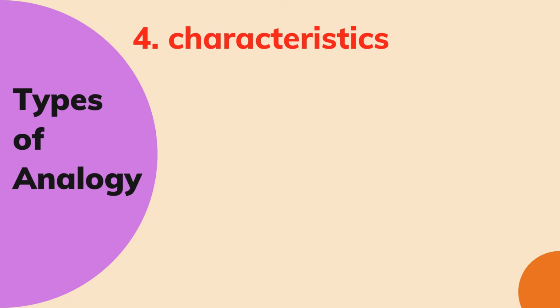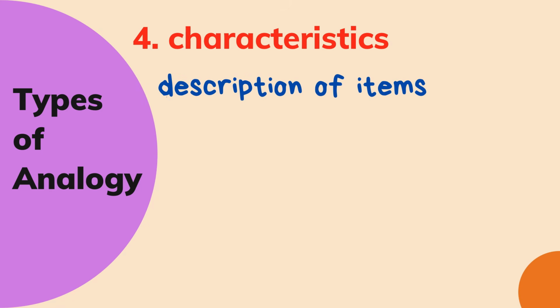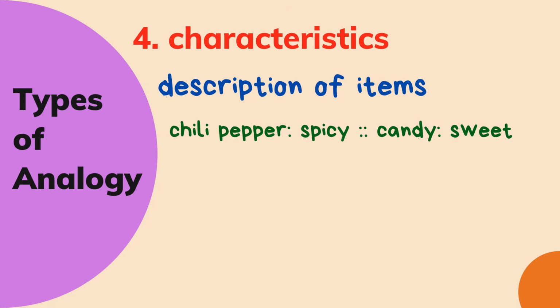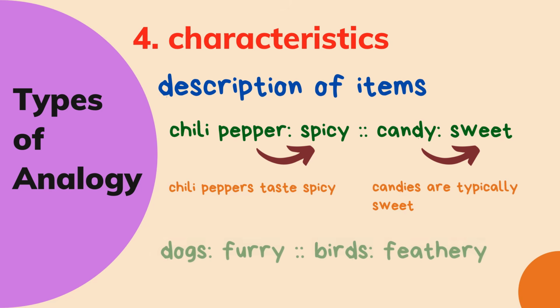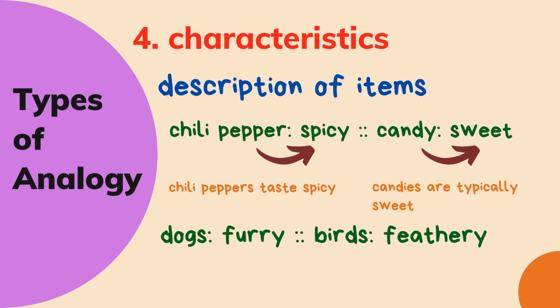The fourth type of analogy is characteristics. It is the description of items. This can be done by stating the item and its characteristics. Example: chili pepper is to spicy, as candy is to sweet. Chili peppers taste spicy, and candies are typically sweet. So all you have to do is to identify the characteristics of the given items.